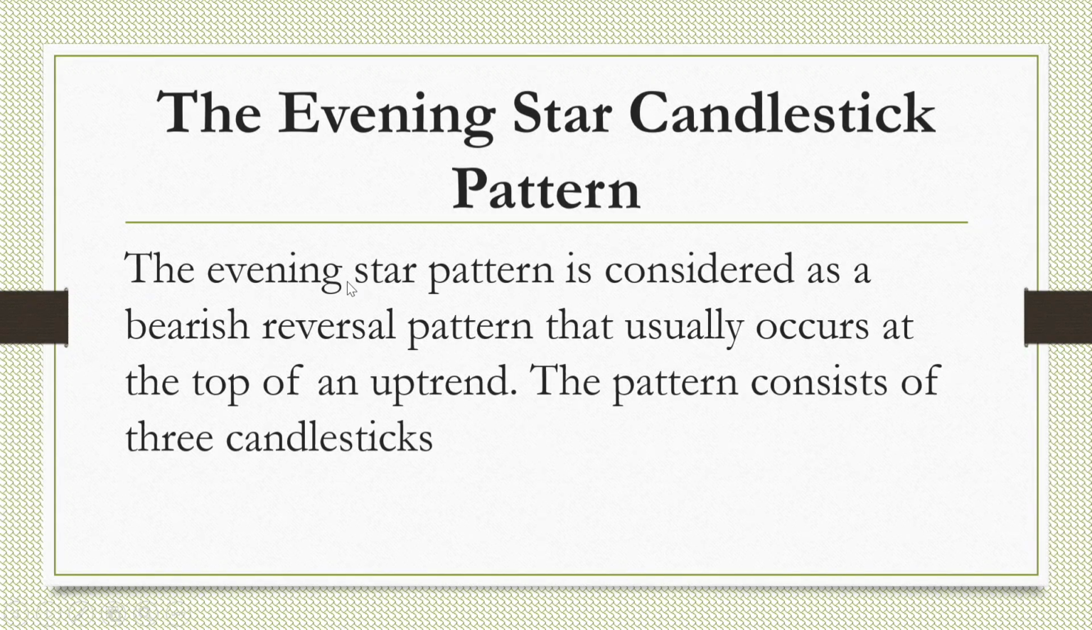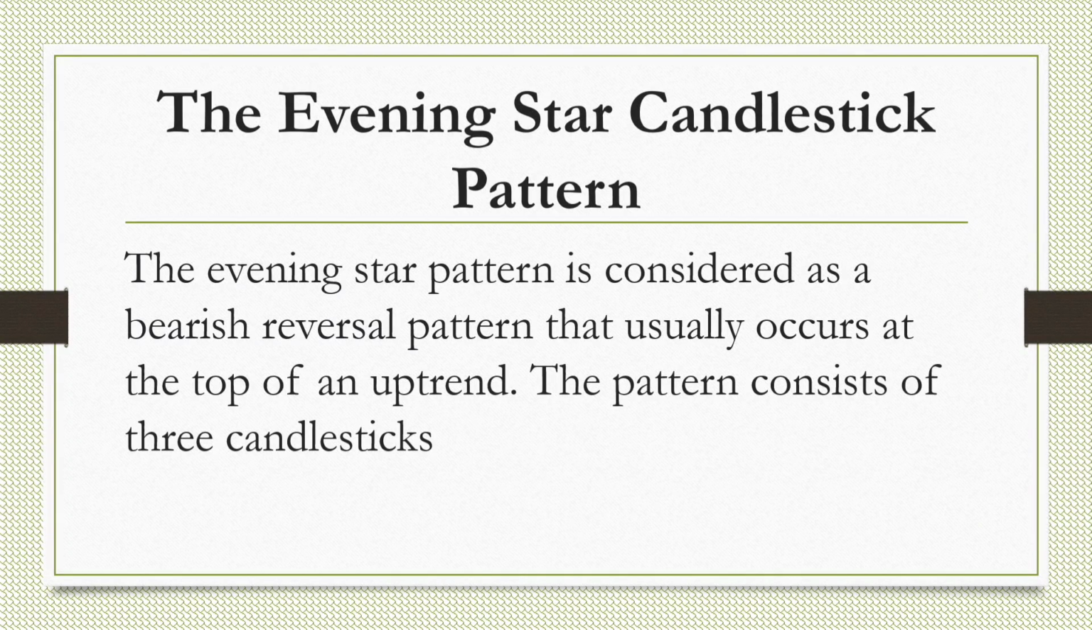The evening star candlestick pattern is considered a bearish reversal pattern that usually occurs at the top of an uptrend. Now the pattern consists of three candlesticks. Yeah, it's still the same thing. They both consist of three candlesticks. In this case, the first one is a bullish candle with a lot of momentum, and then the candle that follows might be bullish or bearish with a little body, no momentum at all, and then the third candle that follows is a huge bearish candlestick that engulfed the previous one.